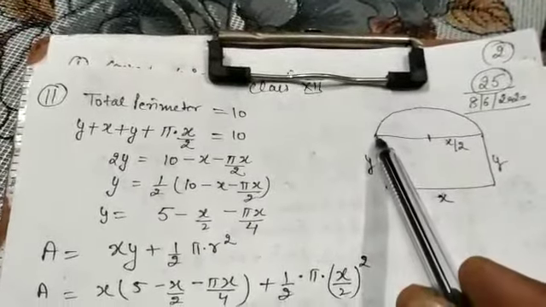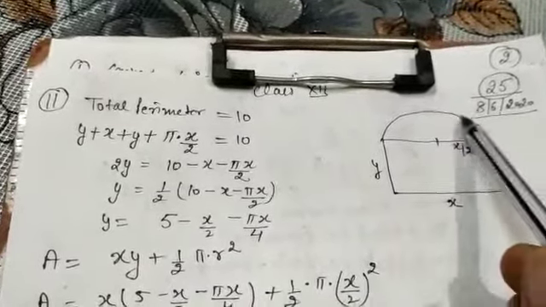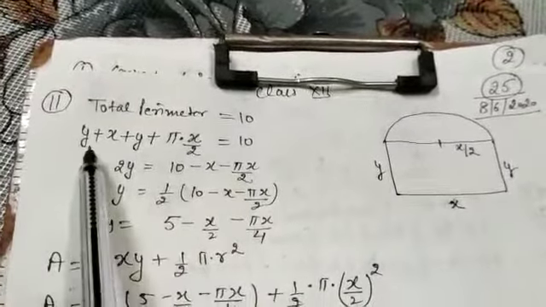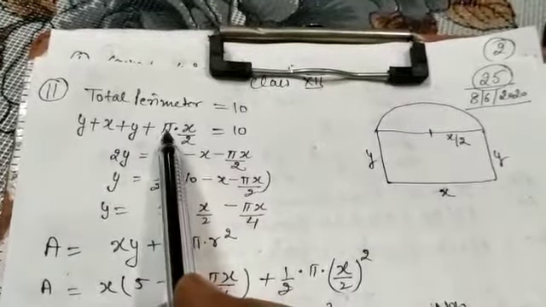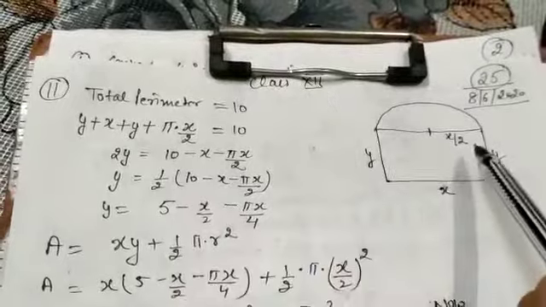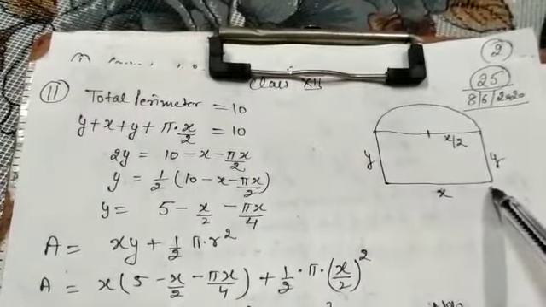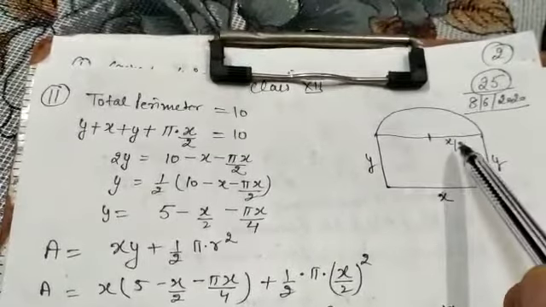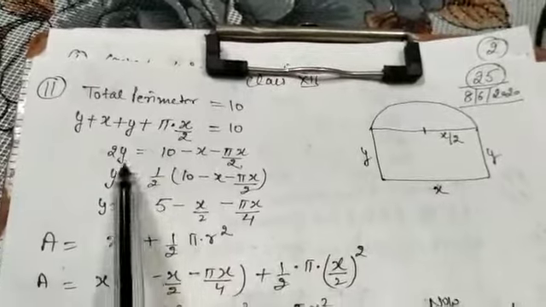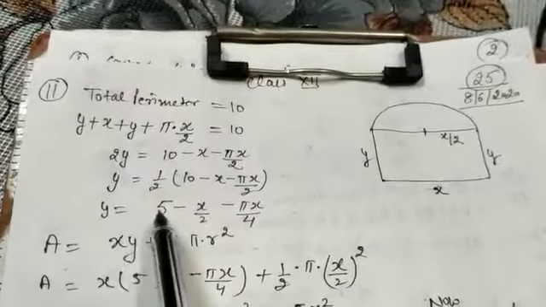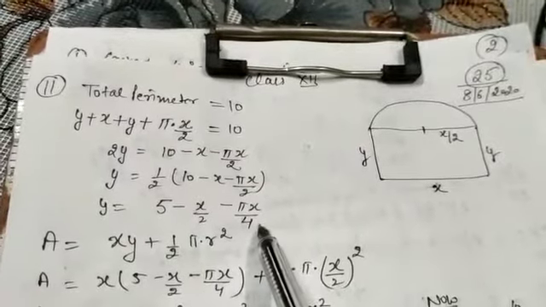So start from here. It is y, then x, then y, and this semicircle. This is equal to y plus x plus y. The semicircle has a perimeter of pi r, and the radius is equal to x by 2 because this total length is equal to x. So radius is equal to x by 2. From this equation we can calculate the value of y. Y is equal to 5 minus x by 2 minus pi x by 4.